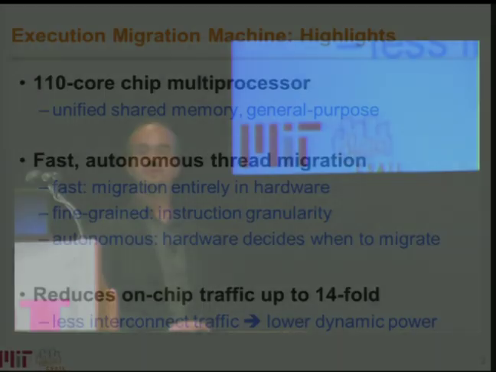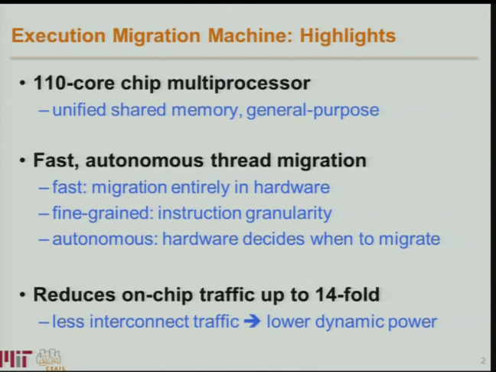So, what is this beast? It's a multiprocessor. It has 110 cores, as many as we were able to fit, given the area. And it's basically like any sort of general purpose processor you might have. So it has unified shared memory that's accessible from every core. It's not a special purpose accelerator like a GPU, so you can run pretty much any program you want on it.